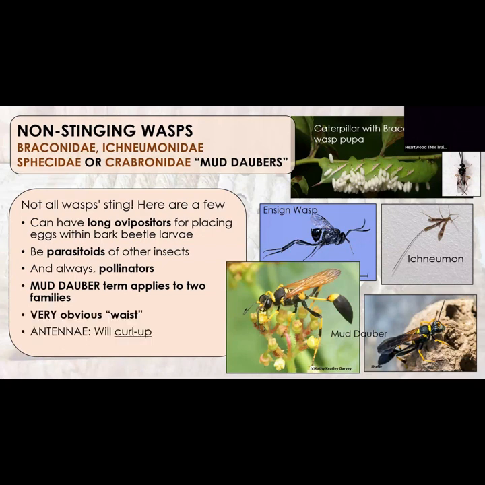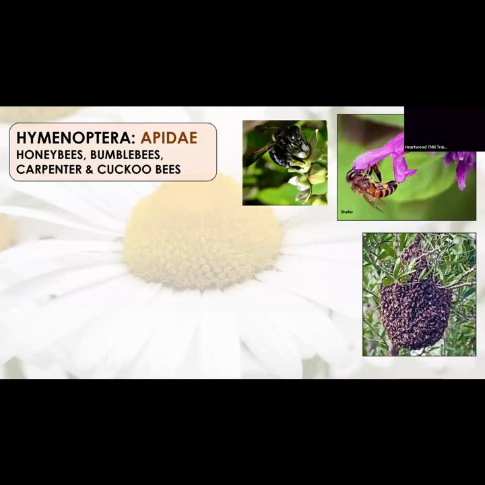So very obvious waist. And these non-stinging wasps, as opposed to having those elbowed antennae, their antennae tend to curl up, especially once they've been preserved. So that can help confirm that you're in one of these. The Braconidae, Ichneumonidae, Sphecidae, Chalcididae, those are all your non-stinging wasps that serve really big purposes.